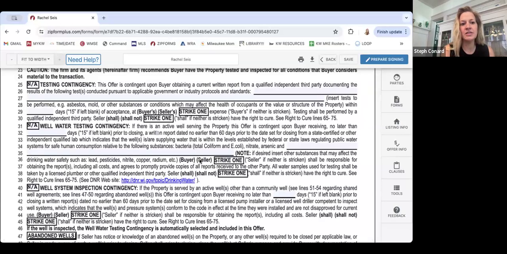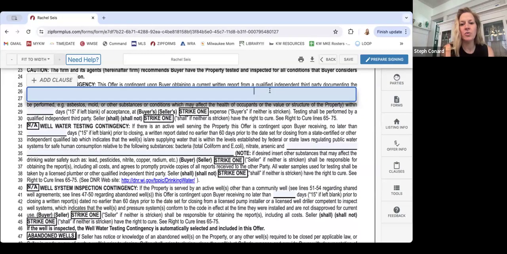Jumping back to the testing contingency, oftentimes the general testing contingency is coupled with the inspection contingency. And in these lines, you are specifying what the buyer wants to see tested. So often it's mold, asbestos, air quality is one that I see. But what I want you guys to understand here is that you do need to be specific in what kinds of tests the buyer wants to see done.